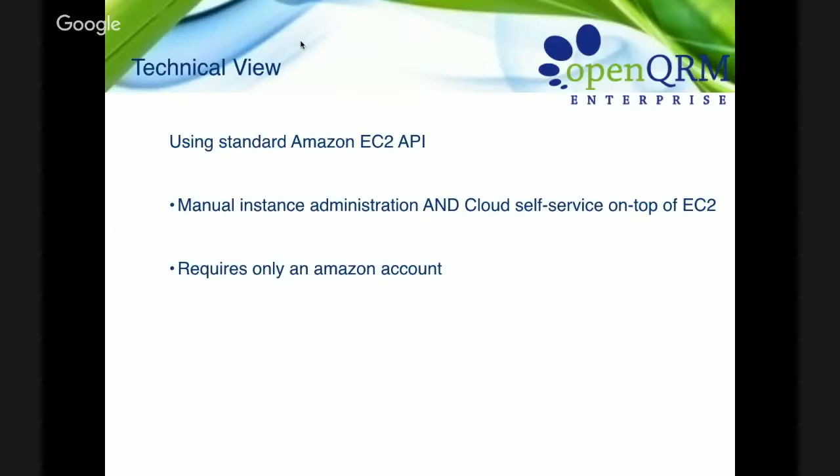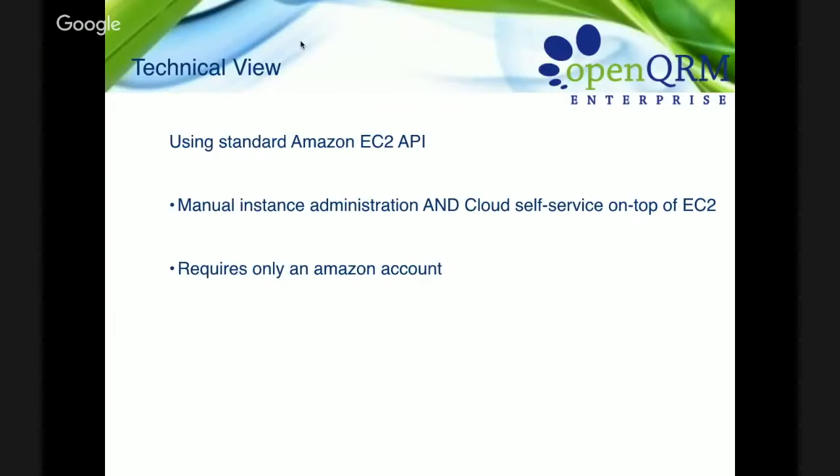I'm now going on with the technical view. We are, of course, using the standard Amazon EC2 APIs, which are available from Amazon itself, to integrate the different provisioning actions in openQRM and automate them. There's also the option to have the administrator manually create instances by himself, and there's a cloud service on top of that. It means there are actually two technical parts which are integrated in openQRM seamlessly.